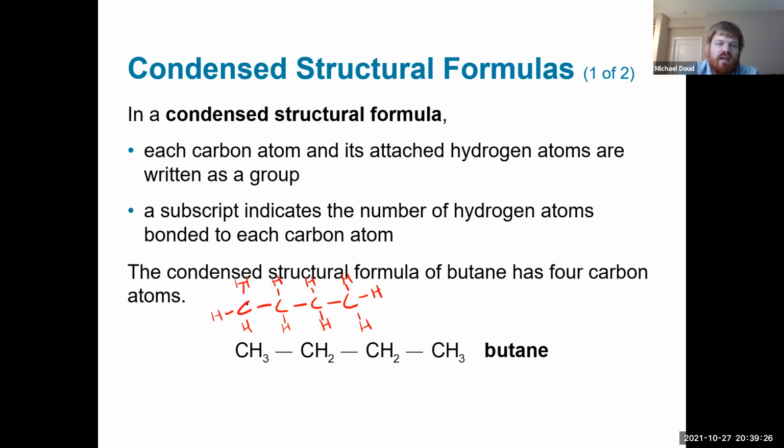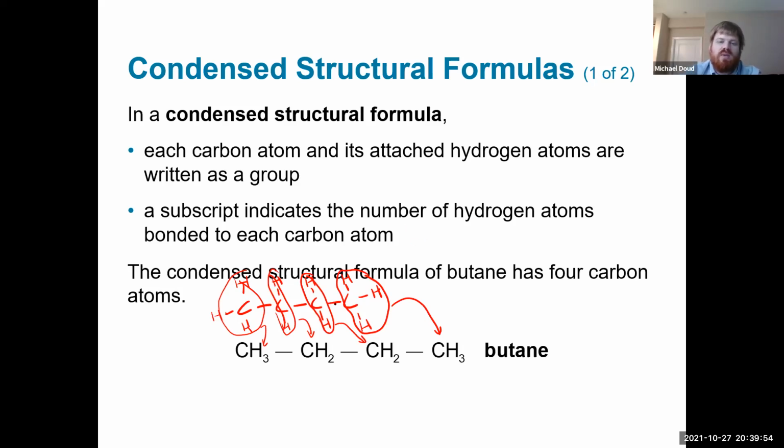when we condense it, we basically think of this carbon as the first group in the condensed structural formula. So this one, it's the carbon bonded to 3 hydrogens, that becomes CH3. This second carbon is a carbon bonded to 2 hydrogens, that becomes CH2. The third one as well is bonded to 2 hydrogens, that becomes another CH2. And then the fourth one here is bonded to 3 hydrogens, so that becomes CH3.